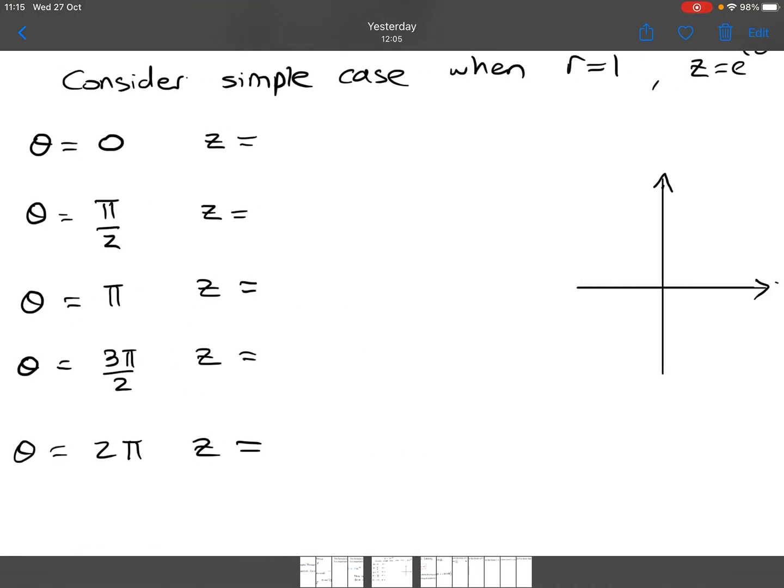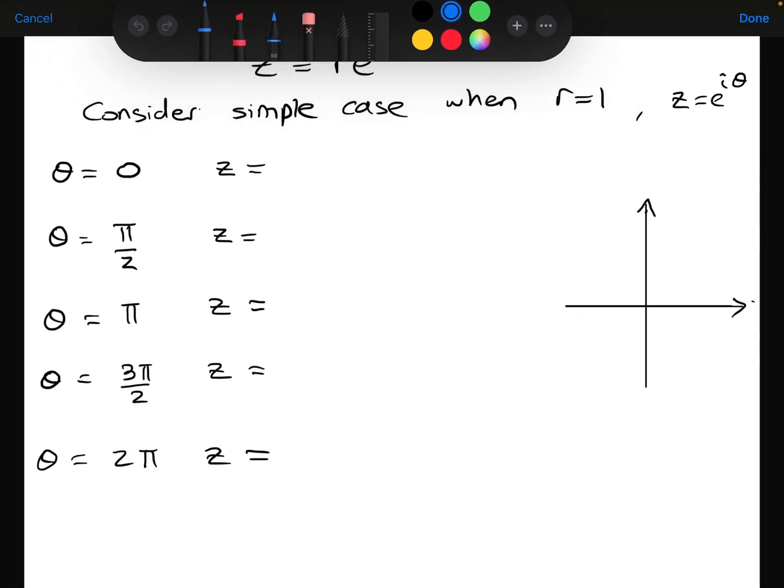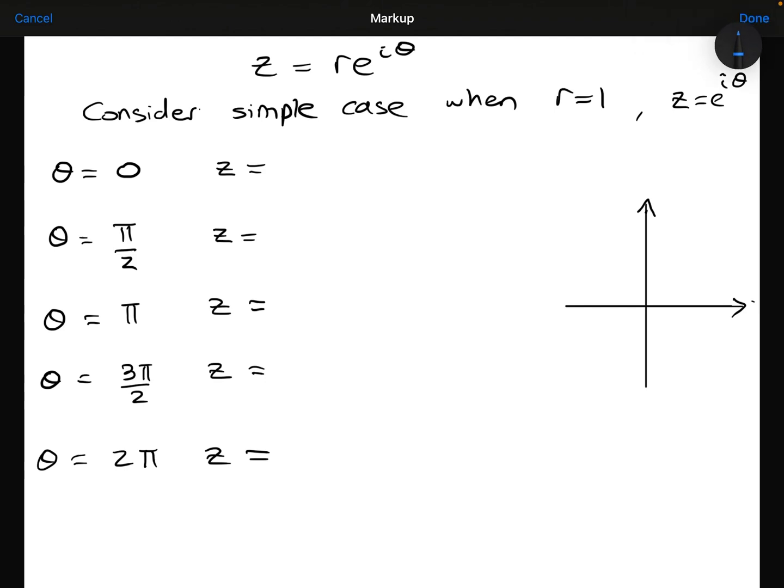So let's have a look at a few simple cases. So let's consider a simple case when r is 1. If r is 1, then my complex number would be z equals e to the i theta. If theta was 0, if the angle is 0, then I get e to the i times 0, which is e to the 0, which is 1. So if the argument is 0 and the modulus is 1, we get the number 1, as you'd expect.